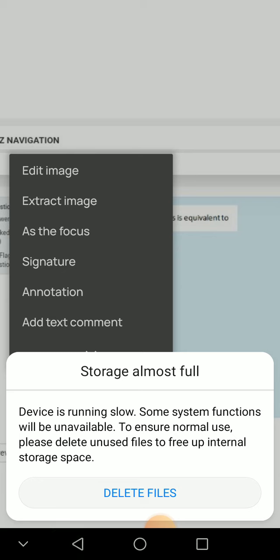Sorry, it's telling me my storage is almost full. I'm having a challenge with my phone. It's freezing, so I guess I will have to stop here for now.